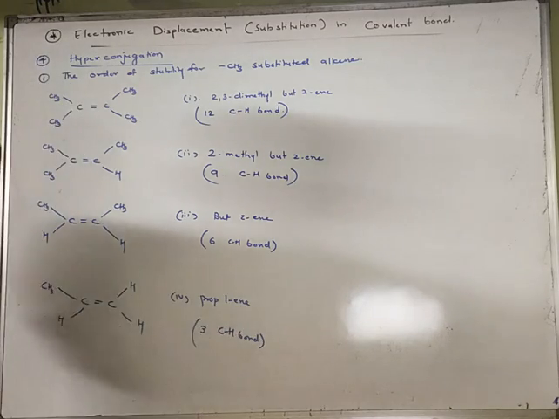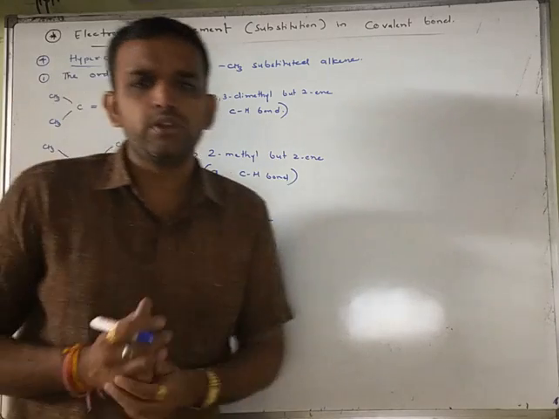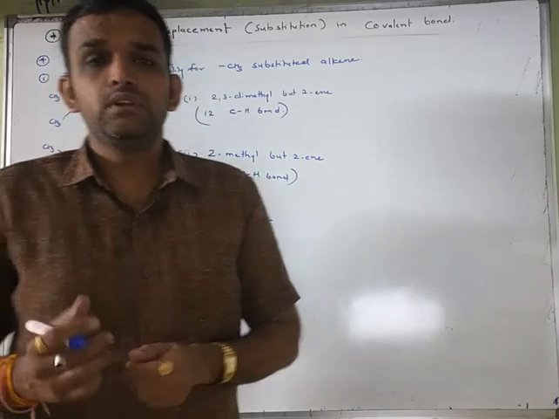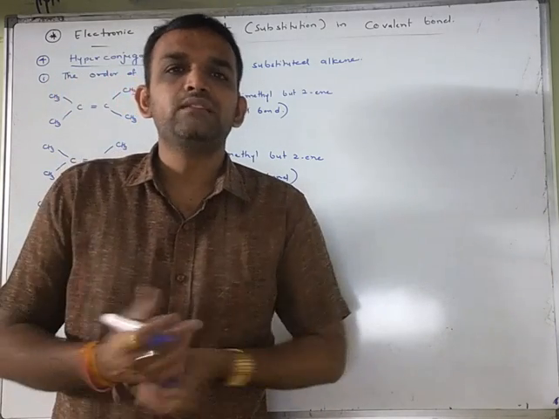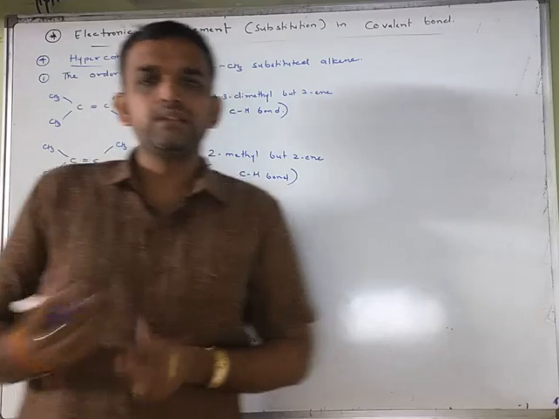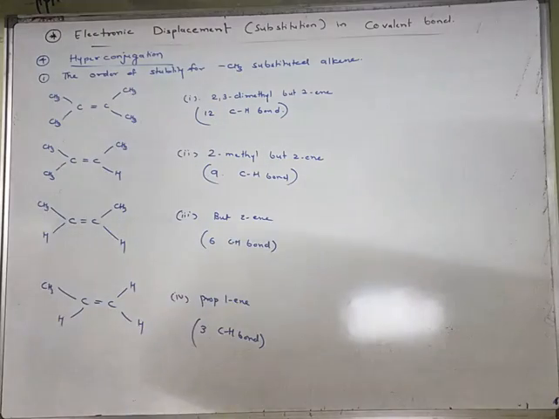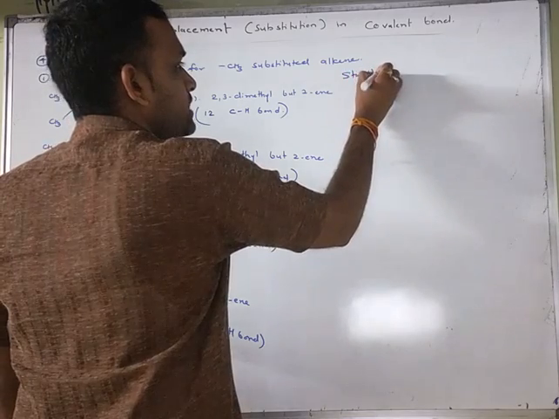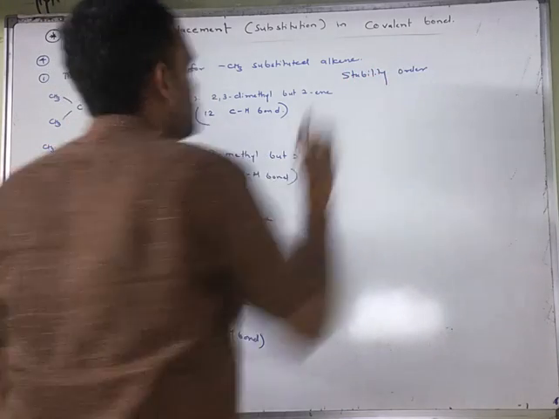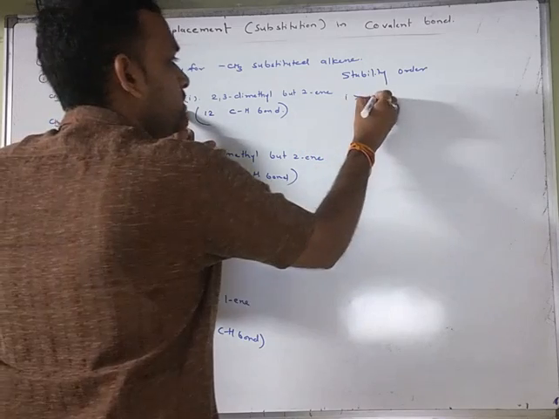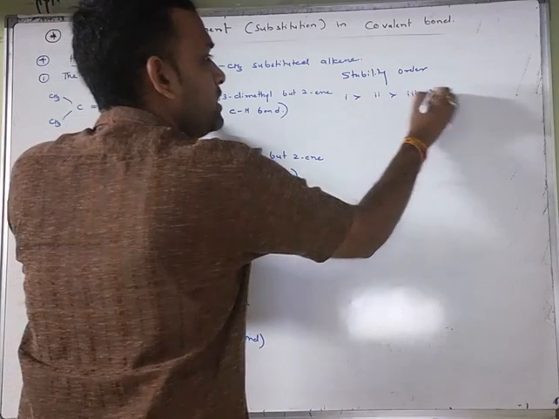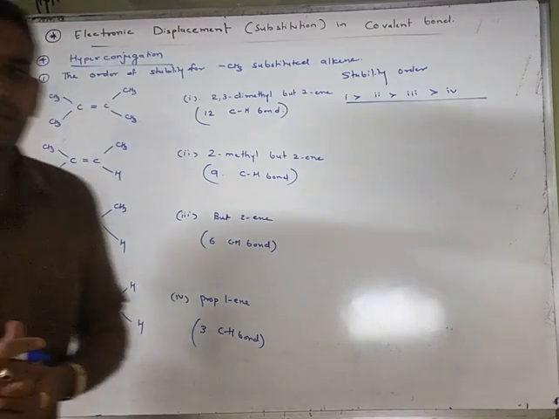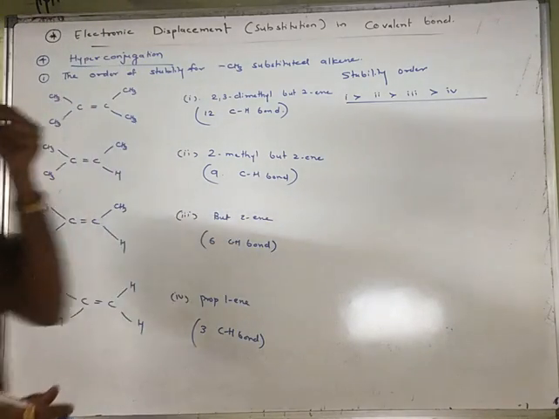See that different numbers of C-H bonds are there, and here hyperconjugation says that if the C-H bonds are more, then the stability will be more. Hence, for the decreasing order of stability, which one is more stable? 1, then 2, then 3, and then 4. Right? So this is the order of stability. Okay, so these things you have to remember. This is the first one.